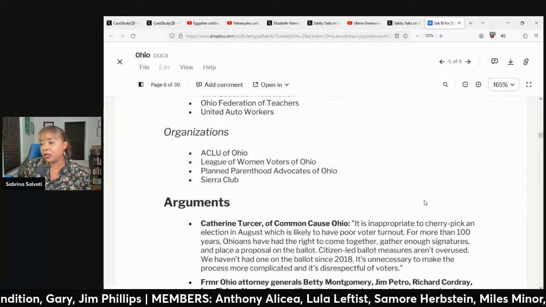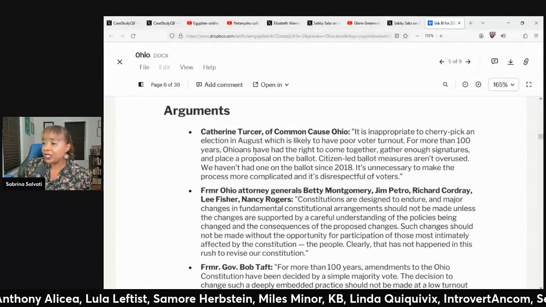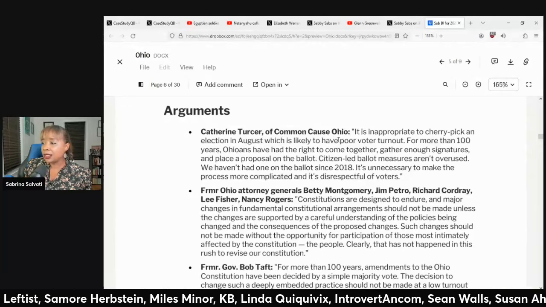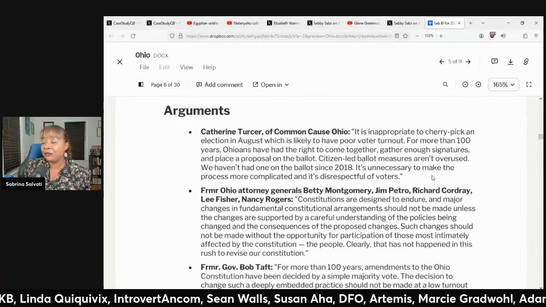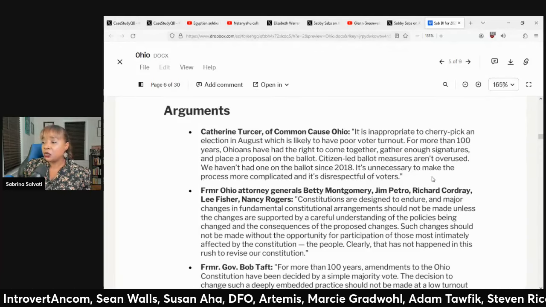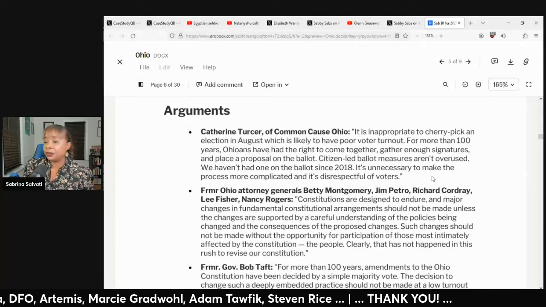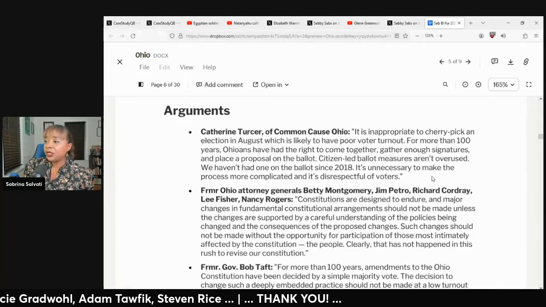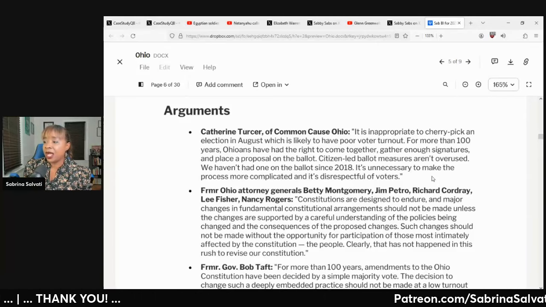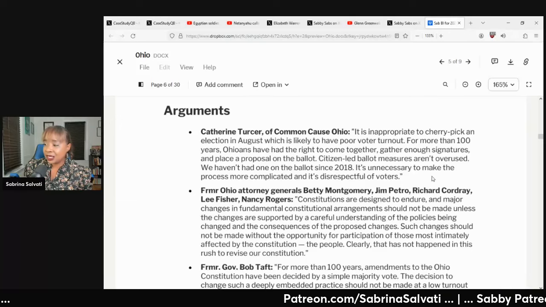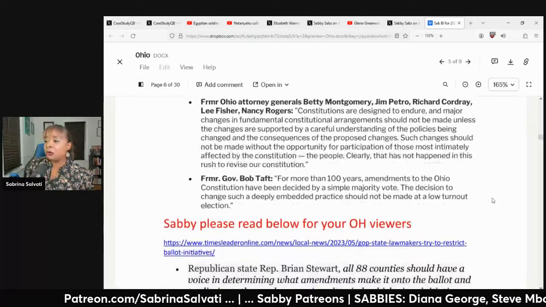And one of the arguments for that is from Catherine Terser of Common Cause, Ohio. It is inappropriate to cherry pick an election in August, which is likely to have poor voter turnout. For more than 100 years, Ohioans have had the right to come together, gather enough signatures, and place a proposal on the ballot. Citizen-led ballot measures aren't overused. We haven't had one on the ballot since 2018. It's unnecessary to make the process more complicated, and it's disrespectful for voters.